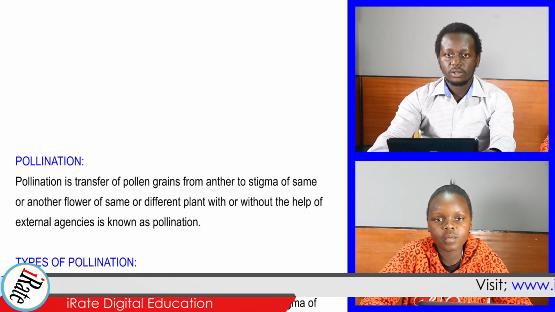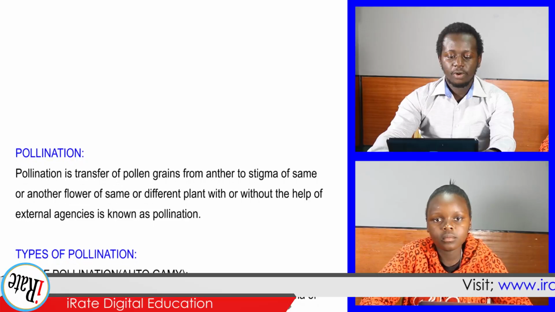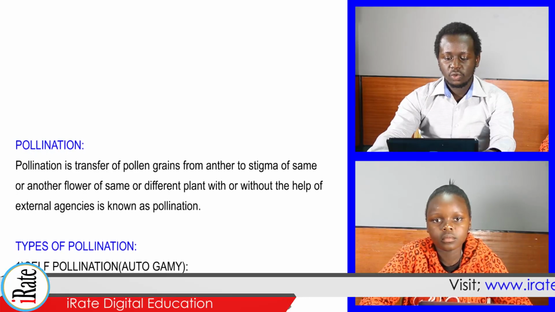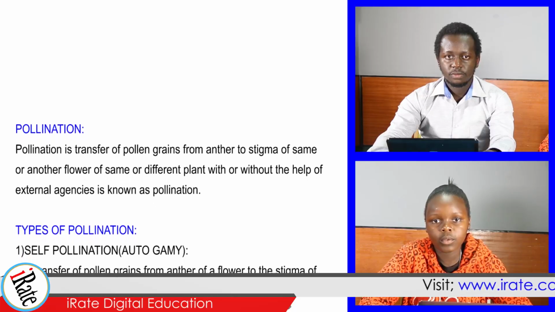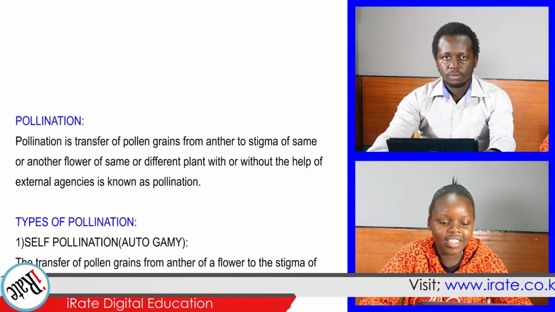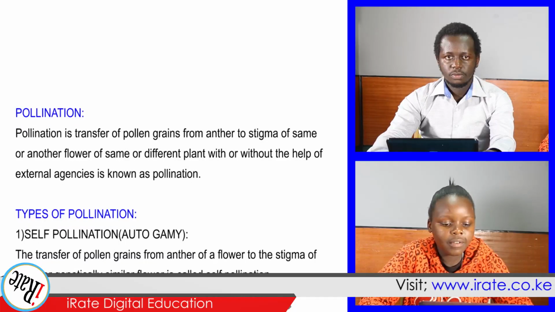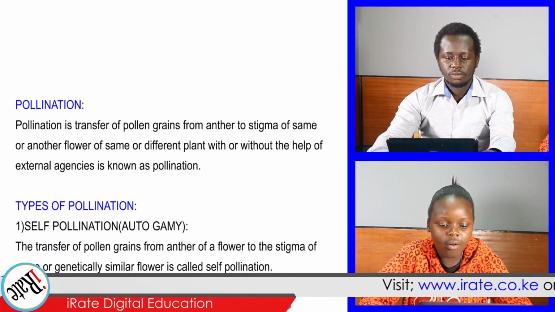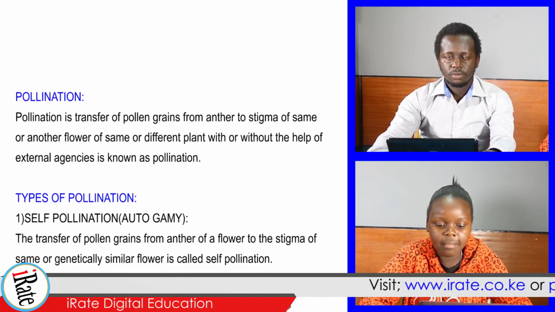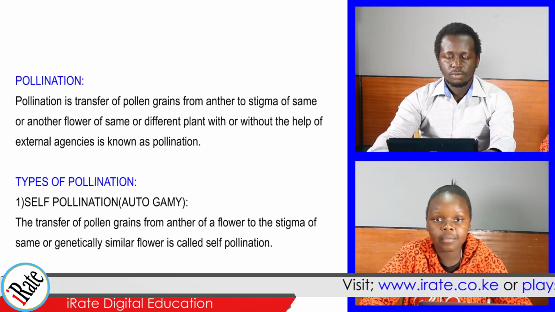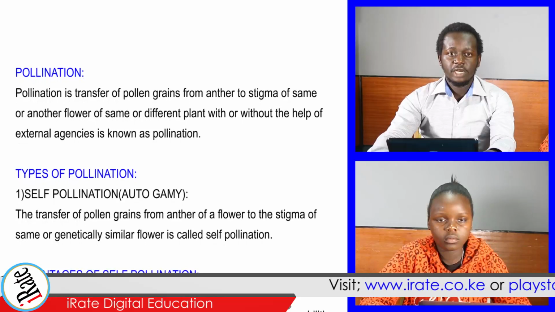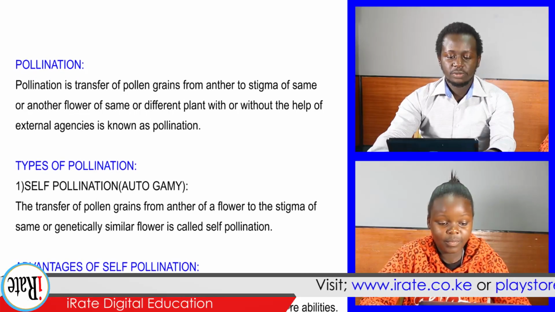or different plant, or without the help of external agencies, is known as pollination. Types of pollination. 1. Self-pollination, that is autogamy. The transfer of pollen grains from anther of a flower to the stigma of same or genetically similar flower is called self-pollination. Advantages of self-pollination include: 1.